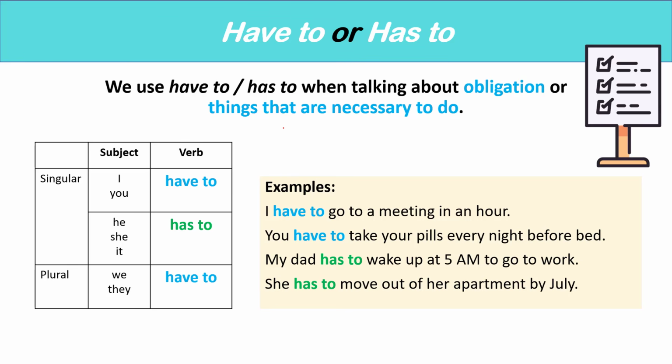In the affirmative form, have to or has to is very similar to the modal verb must, except must is even stronger than have to. So you could say, I must go to a meeting in an hour. You must take your pills every night before bed. Or have to. Must is more formal and is stronger than have to.